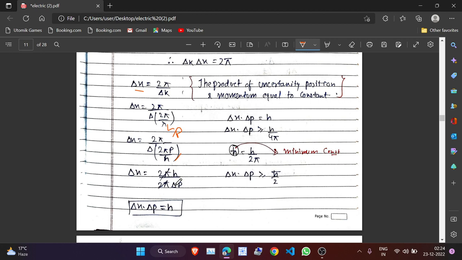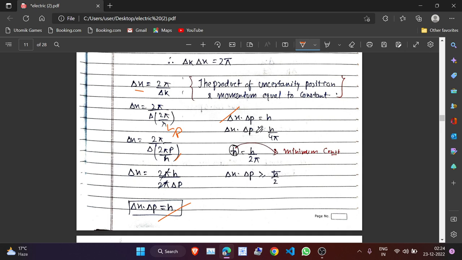Here h is Planck's constant, which is also a constant. Here we can conclude that the product of uncertainty in position and uncertainty in momentum is equal to a constant. It is Planck's constant. The value of Planck's constant is 6.632 into 10 to the power minus 34 joule seconds. Okay, so this is the equation. Delta x into delta p is equal to h.